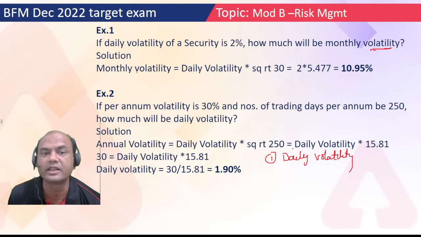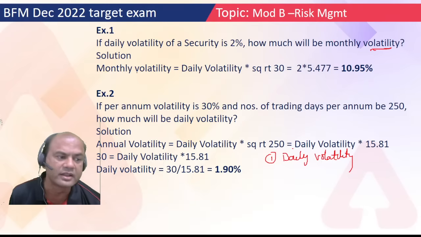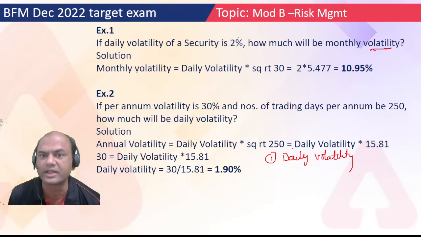Now in this question, luckily they have directly given that daily volatility is 2%. Then how much will be the monthly volatility? In this case, see here, when it's given 2% daily volatility, find the monthly.